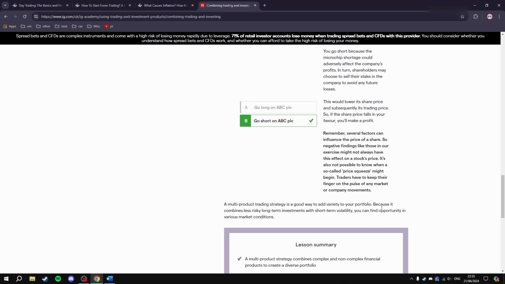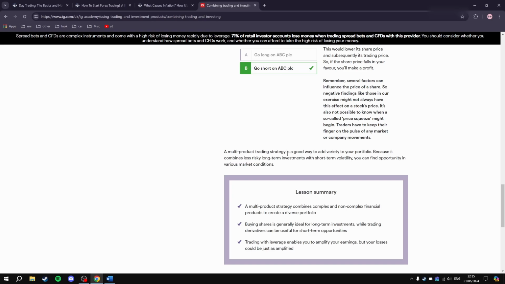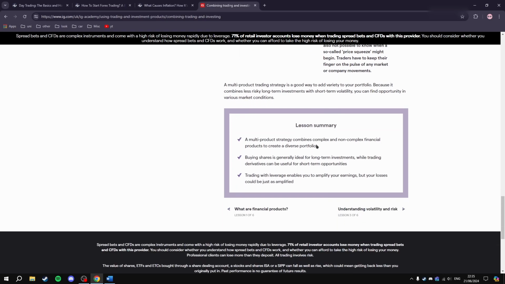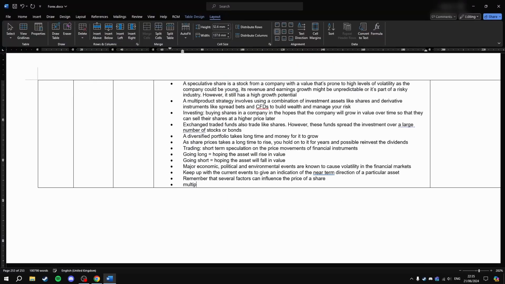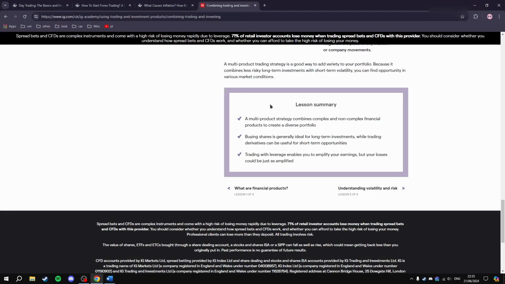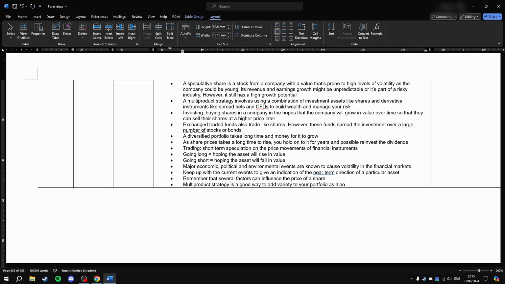Price squeeze. A multi-product trading strategy is a good way to add variety to your portfolio because it combines less risky long-term investments with shorter-term volatility. You can find opportunity in various market conditions.